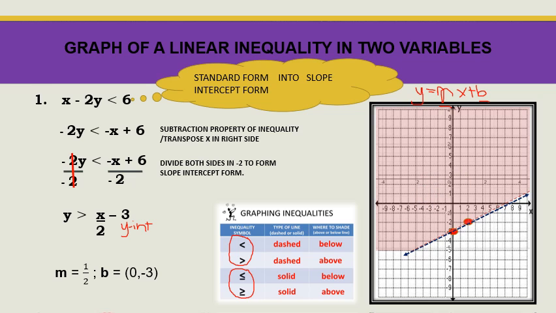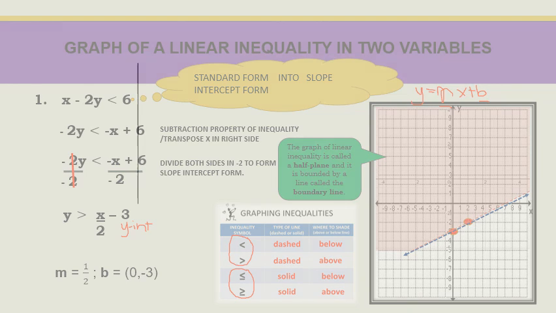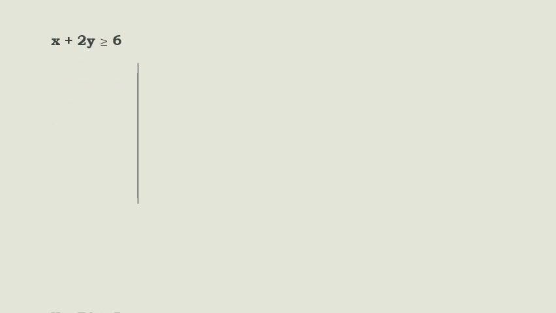All right, let's have another one. The graph of a linear inequality is called a half plane, and it is bounded by a line called the boundary line. x plus 2y greater than or equal to 6. Let's have this one. Using x and y intercepts, we're going to graph this also, another way to graph. So we can use two ways.